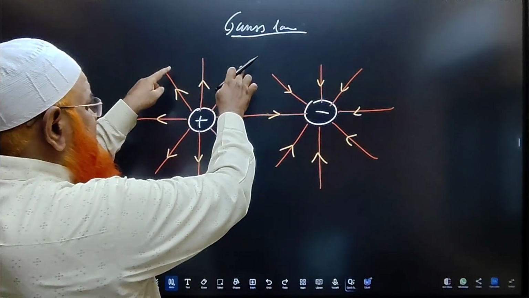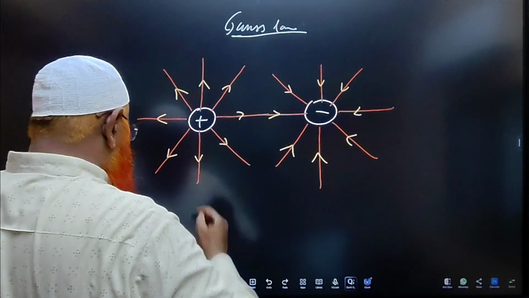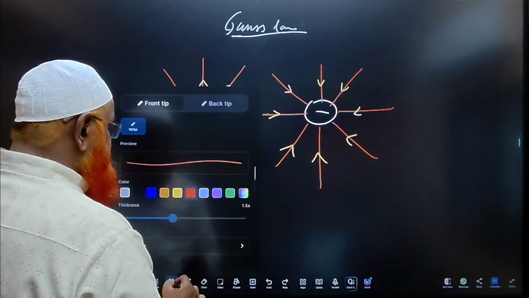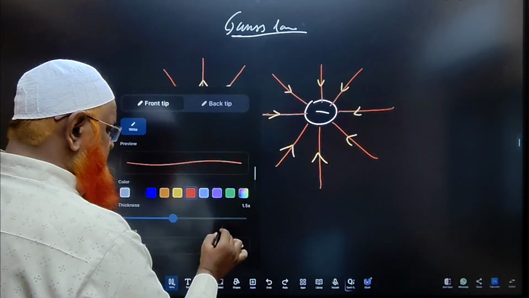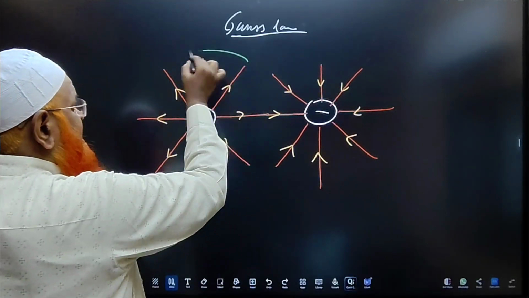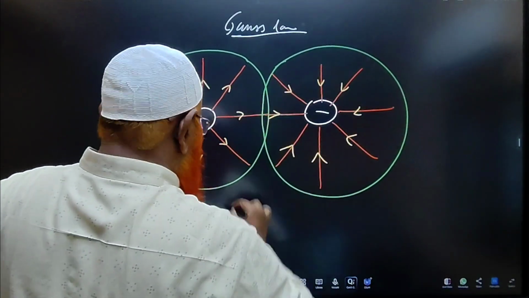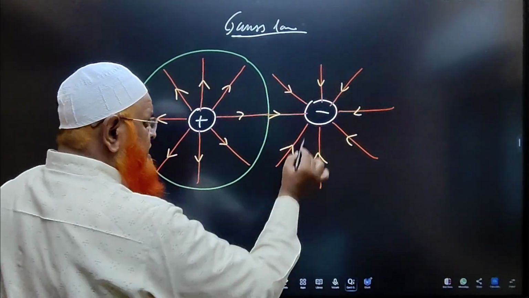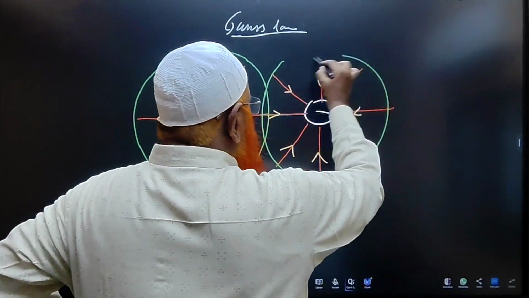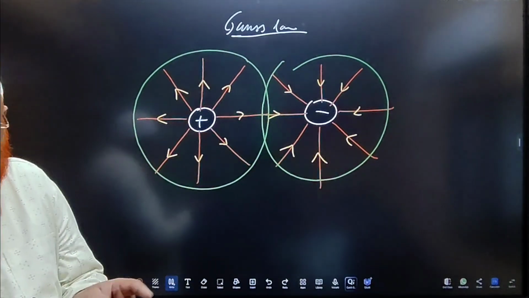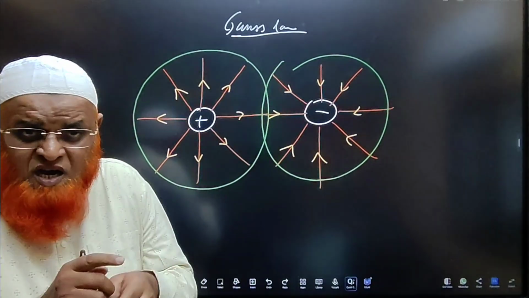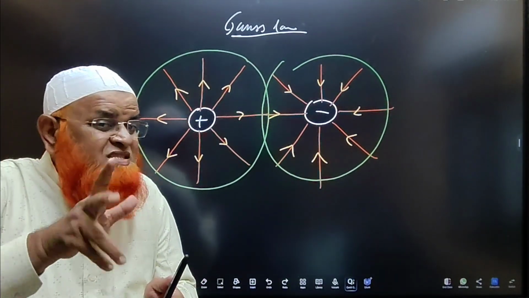And why are these lines stopping here? Why are they not extending? The reason behind that is here, this is the electric field. What do you mean by this electric field? Electric field is nothing but the region surrounding a positive charge or negative charge within which its influence is there.